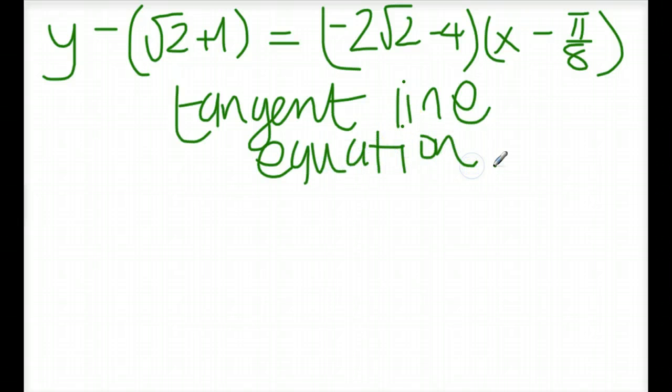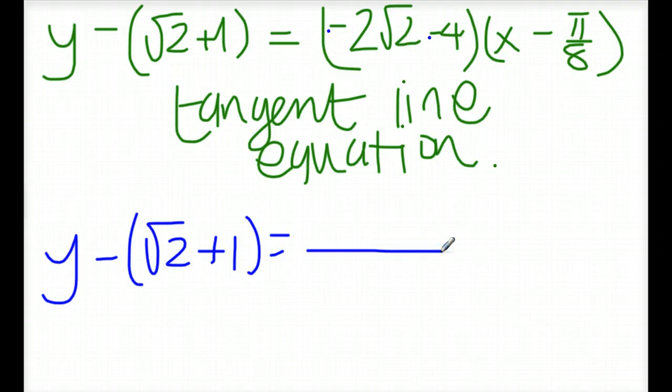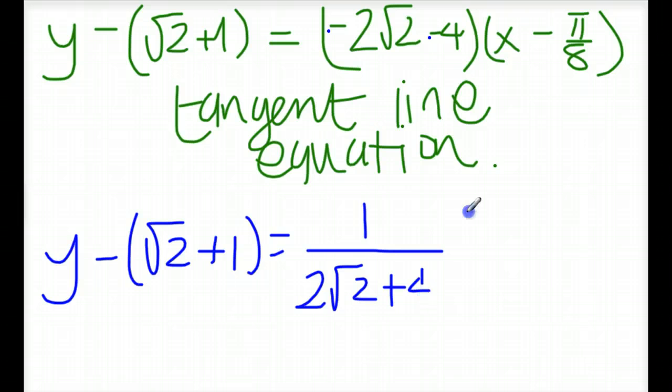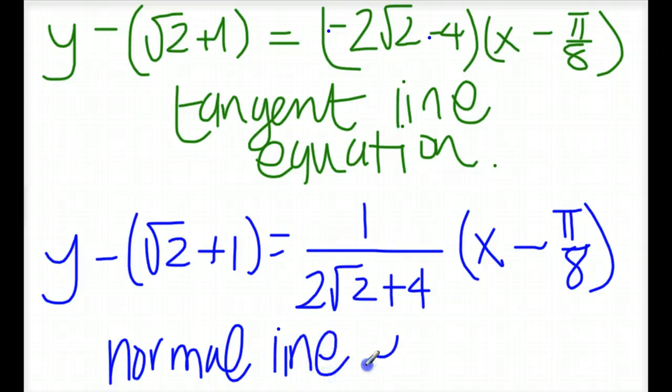If I read the directions, you'll see I also need to find the normal line. So what's the normal line? It's a tangent line, except my slope is a negative reciprocal, so let's do that, and I get y minus radical 2 plus 1. These are already negative, so if I want the negative of this, I want to change them into positive. I also want its reciprocal, so I get 2 radical 2 plus 4, and then I keep my x value. And this right here is a normal line equation.